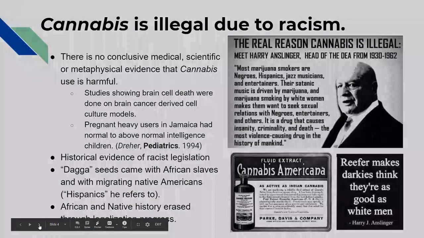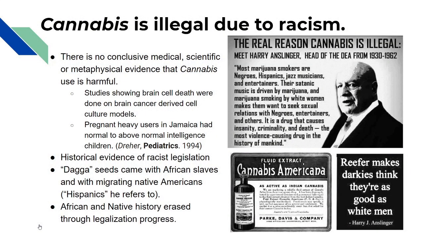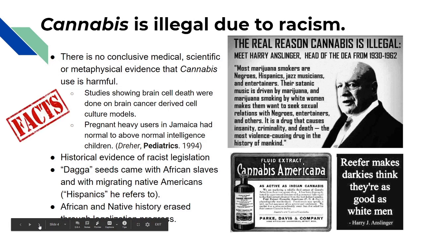And now let's begin. So, our first factual statement is cannabis is illegal due to racism. We say this because there's no conclusive scientific, medical, or even metaphysical evidence that cannabis causes harm. In fact, the old studies that used to be cited showing cannabis causes brain cell death were actually studies done on brain cancer cells. And when they tried to redo these experiments from these old models, they found that cannabis does kill brain cancer cells, but it actually does not kill healthy brain cells, which is an interesting fact.